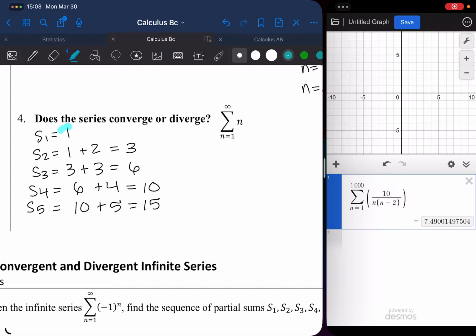So looking at all these numbers here, would you say that this is approaching 1 or infinity? Infinity, which means this is going to converge or diverge? Diverge. So closer to infinity implies diverge, or diverges.